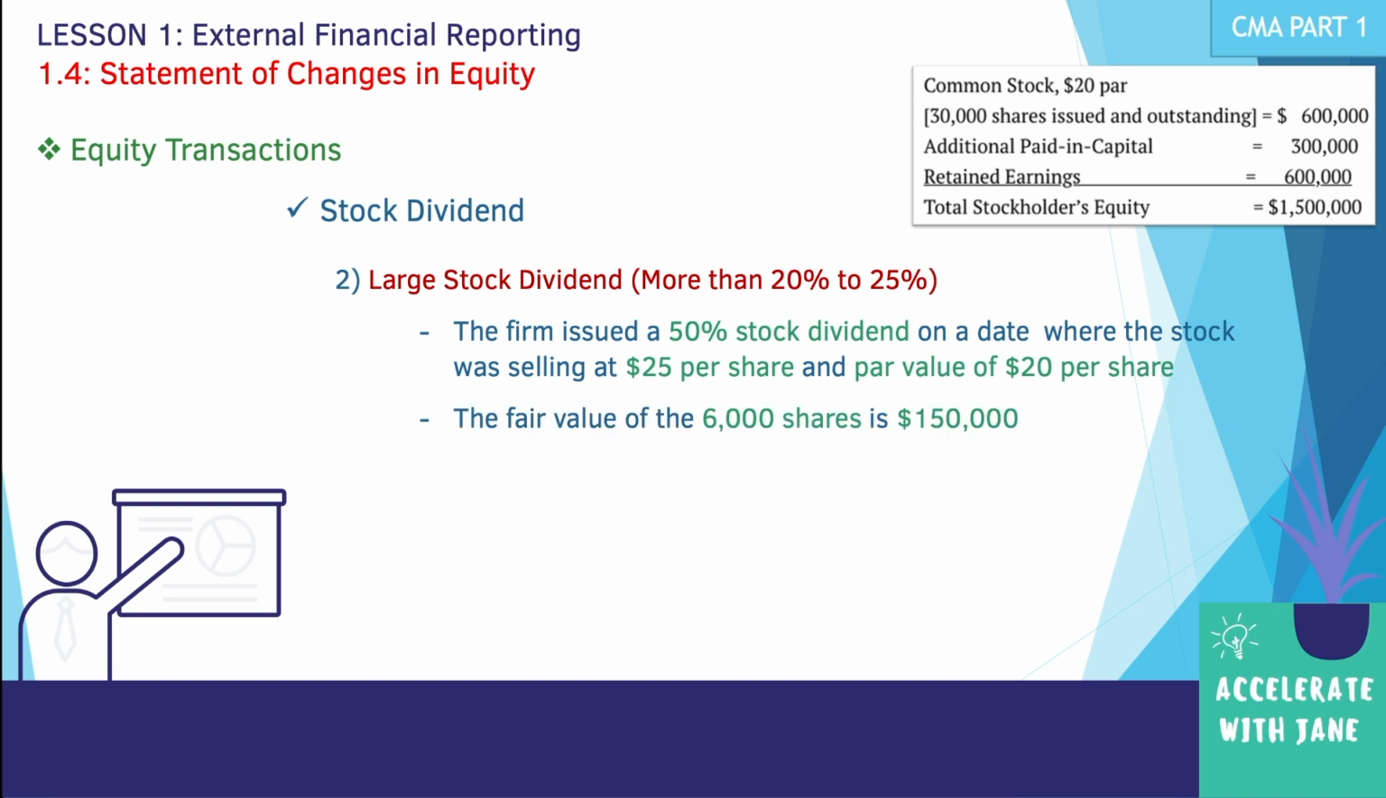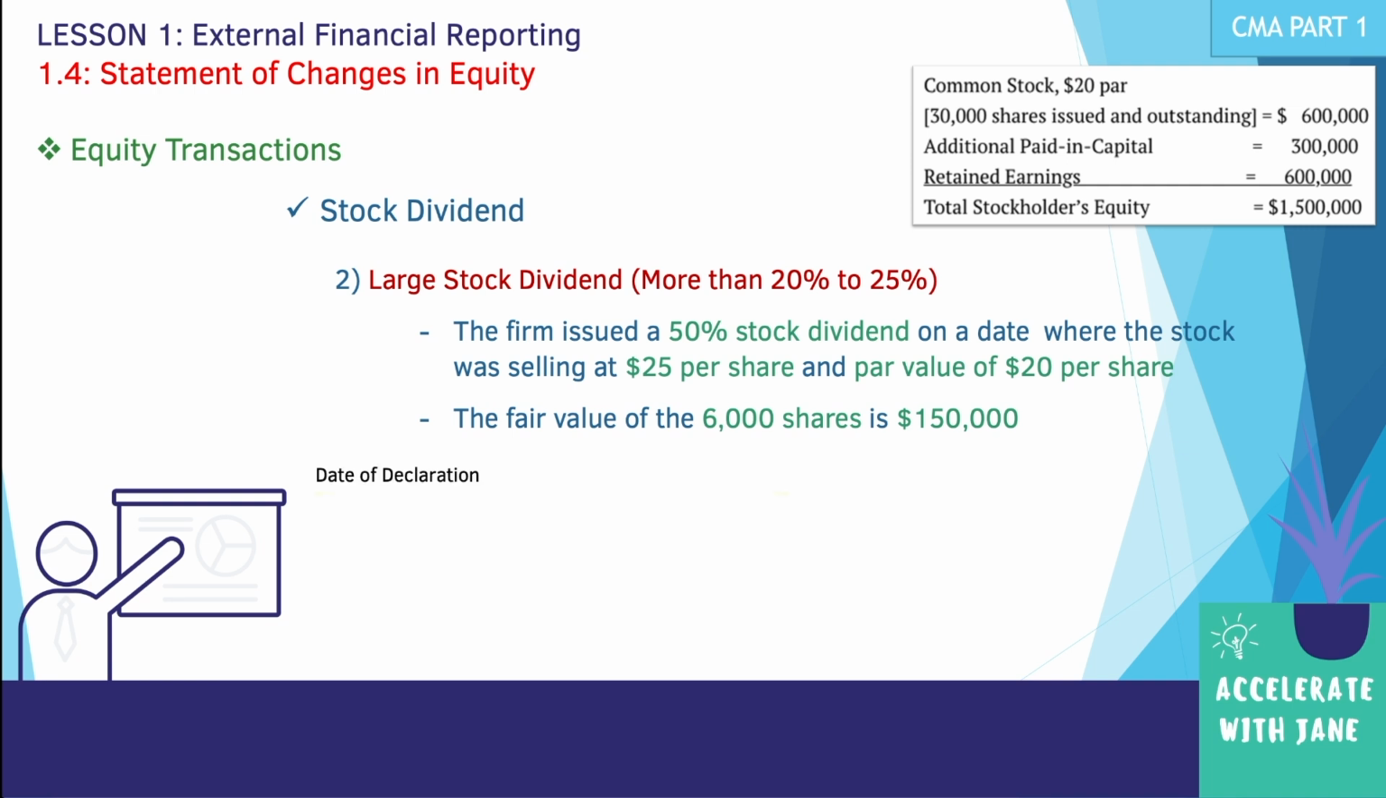So as opposed to the problem a while ago, here, if you note, the problem is already a 50% stock dividend as opposed to the other problem, which is a 20% stock dividend. So let me read the problem. The firm issued 50% stock dividend on a date where the stock was selling at 25 per share and par value of 20 per share. The fair value of the 6,000 shares is 150,000 US dollars. Now, this is actually the same problem, only that here it's already 50% stock dividend. Hence, this qualifies under the large stock dividend.